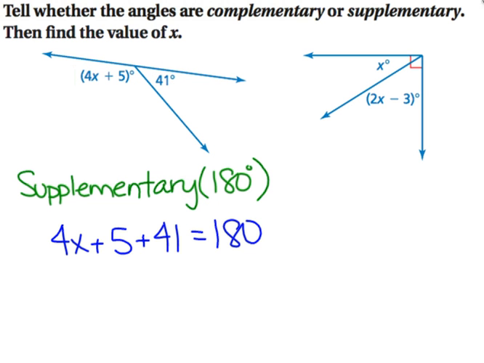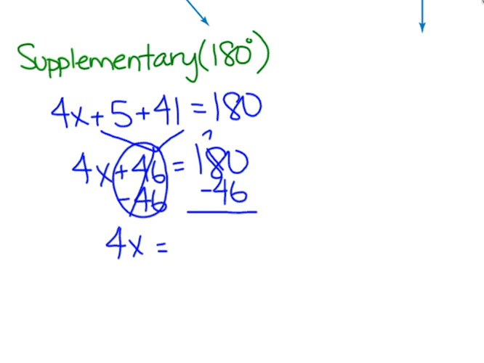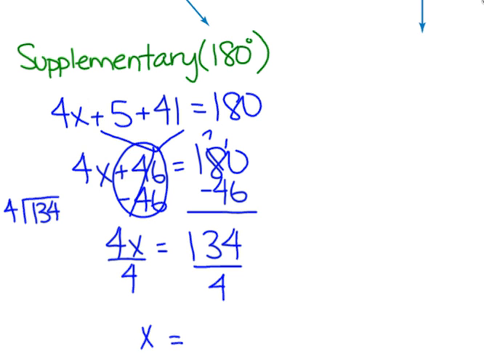So my two constant terms, positive 5 and positive 41, are going to add up to 46. And then I can bring down 4x plus 46 equals 180. And then I'll subtract 46 from each side. So that's my zero pair. And then 180 minus 46 will be 134. And then I'll divide by 4 on each side. So 134 would be in the box, 4 on the outside.